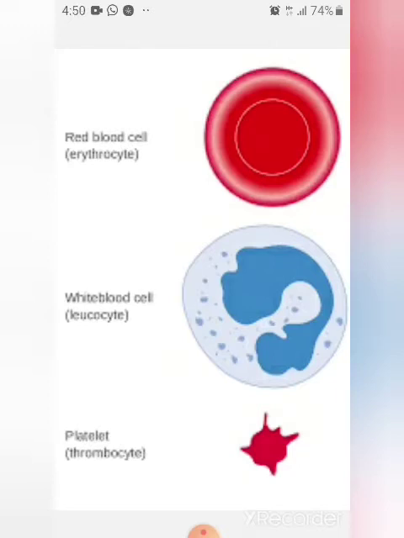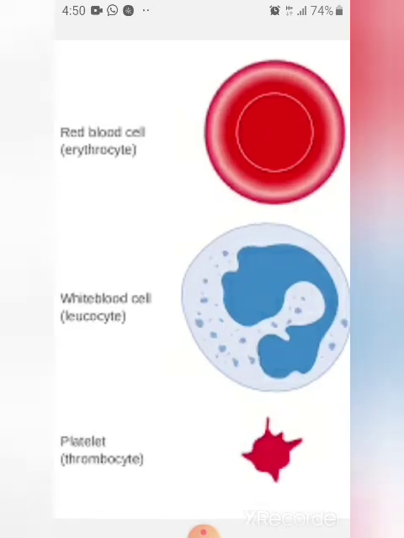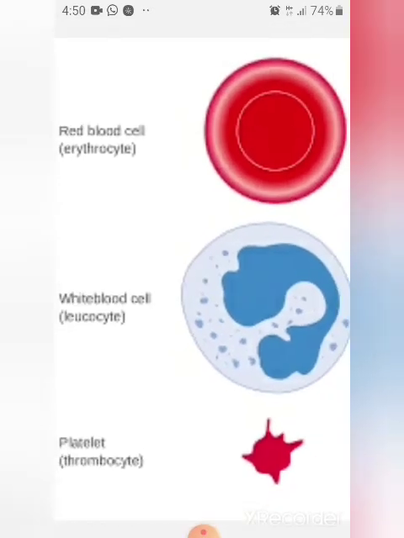Second one is the leukocyte or the WBC. These white blood cells are divided into 5. They are neutrophil, basophil, eosinophil, lymphocyte and monocyte.